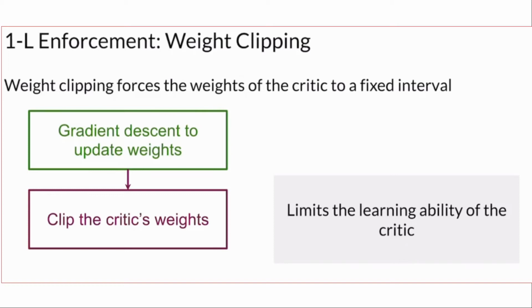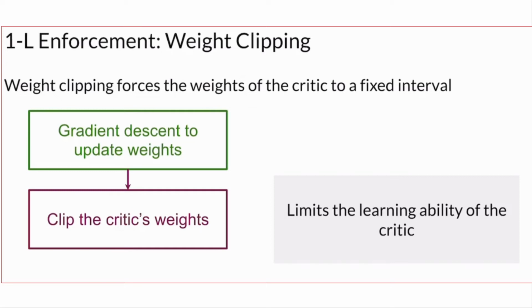But there is a downside to this way as well. The downside is that forcing the weights of the critic to remain in a limited range of values could limit the critic's ability to learn and ultimately to perform. Because if the critic cannot take many parameter values, that means it cannot update freely. So weight clipping is not only trying to do a 1-Lipschitz continuity enforcement, but this might also limit the critic too much. Or on the other hand, it might actually limit the critic too little if you do not clip the weights enough.